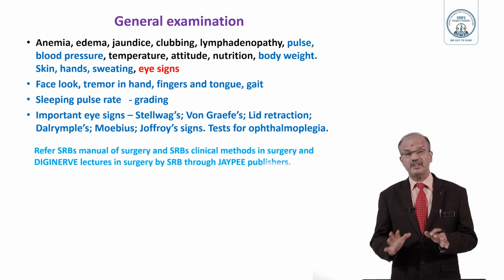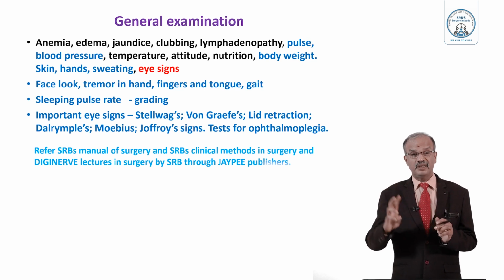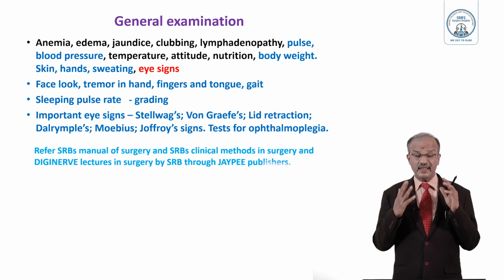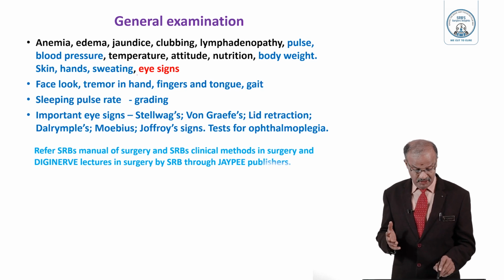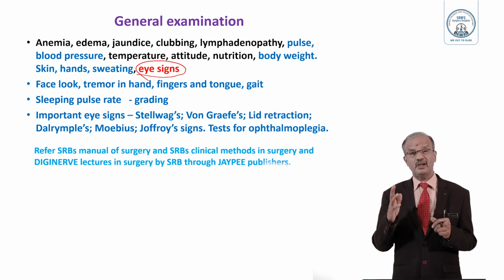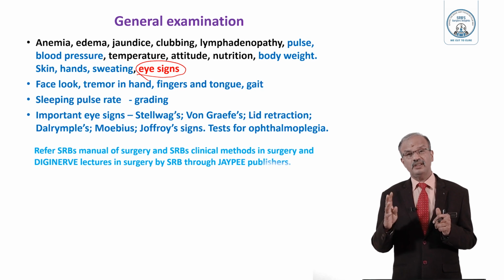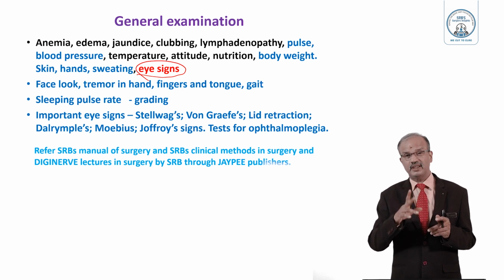Once you take a very clear history, you have to make a summary of the history, not mentioned here. In any long case, mention the summary of the history, brief. Then go to the general exam. The next is again important in thyroid: anemia, jaundice, clubbing, all these things. Eye signs are very, very important. Remember, there are so many eye signs. What you have to remember is Stellwag sign, Von Graefe sign, Joffroy sign, Naffziger sign. Then, of course, Mobius sign.